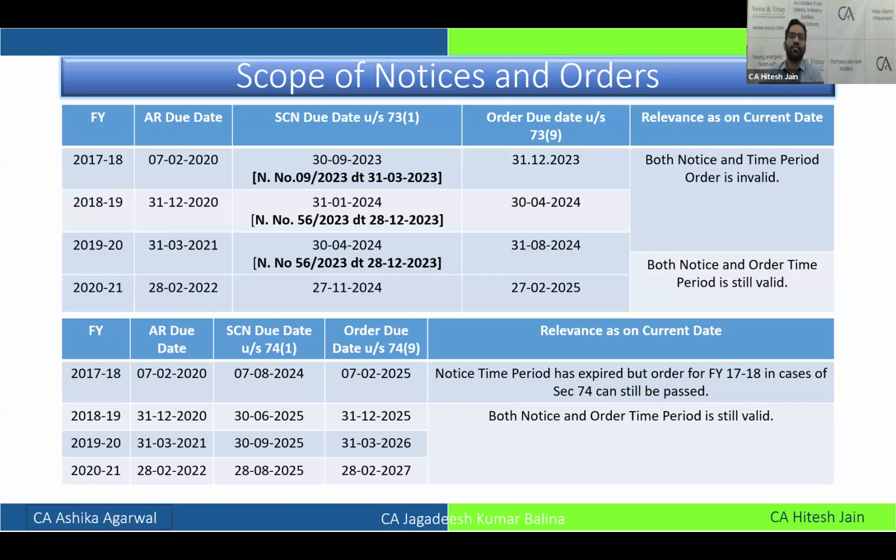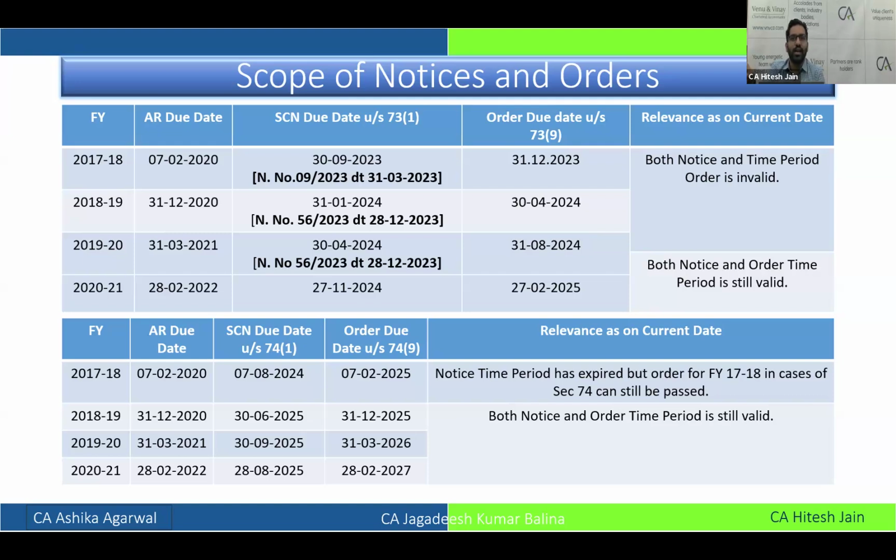When we come to section 74, which is the fraud case, it actually provides a time period of 5 years from the due date of annual return to conclude the adjudication proceedings in cases which are open under 74. The timeline for 18-19, 19-20 and 20-21 for both notice and order is still open. The window is still open at the department's end.